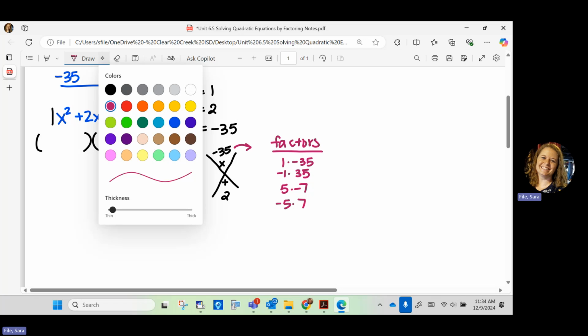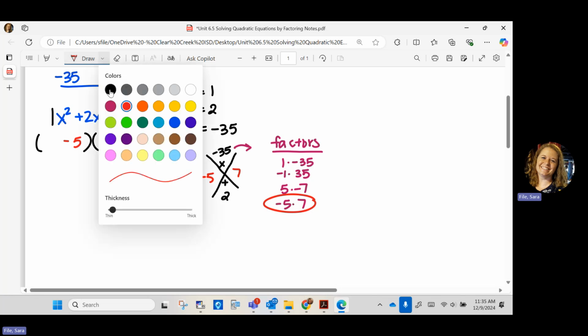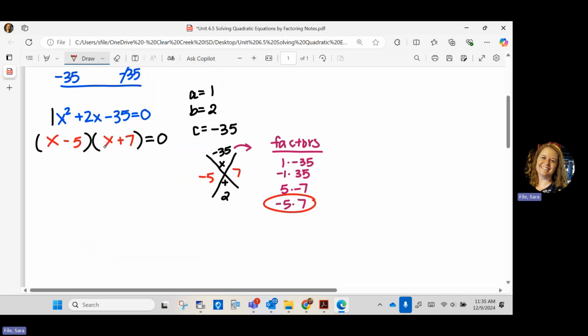That's my bad. And that's the one we're looking for, because when I add negative 5 and 7, it would give me positive 2. So negative 5 and positive 7 are the two constants that are going to go in these binomials. And it's just x and x because a was a 1. So x squared just factors to x times x.